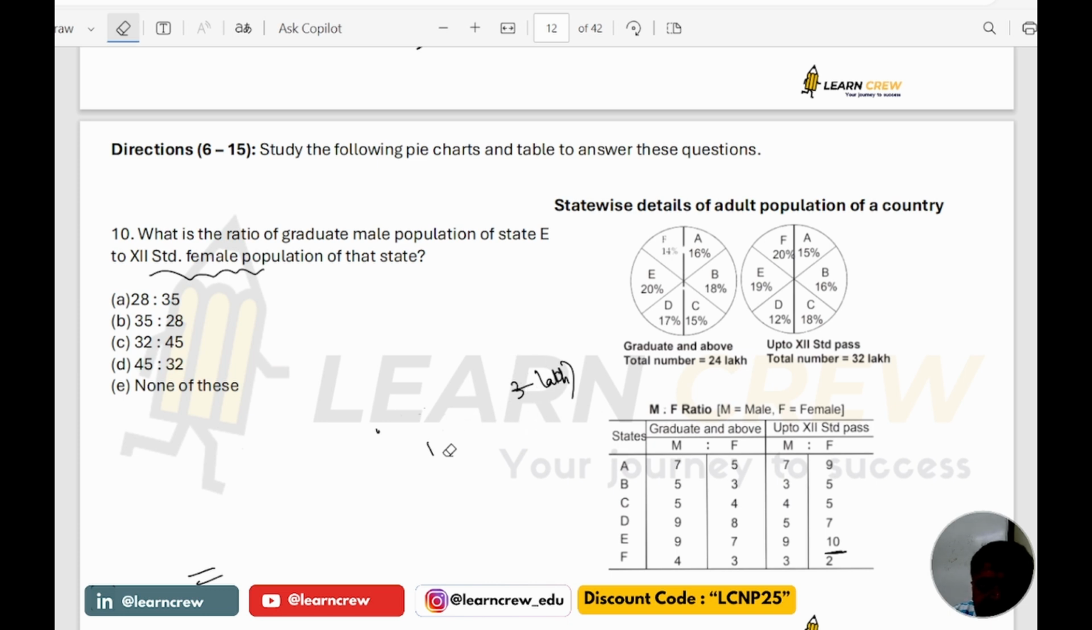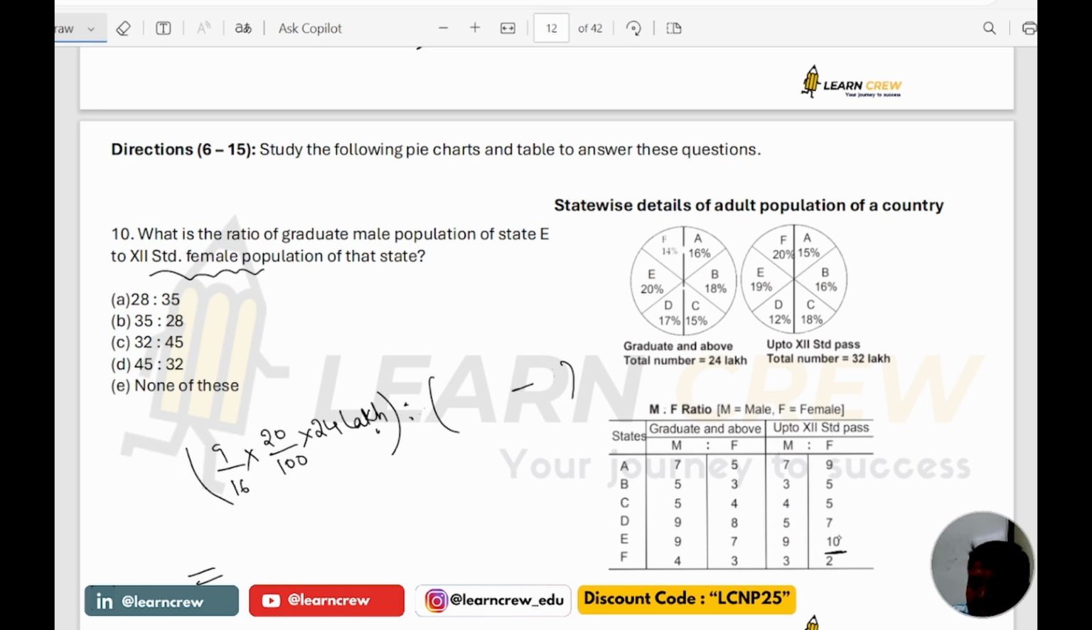So please once again see the things here. What is the ratio of graduate male population of state E? State E is 9 by 16 of, E means 20 percentage, 20 percentage of 24 lakhs. This value is as already written here, which is correct.